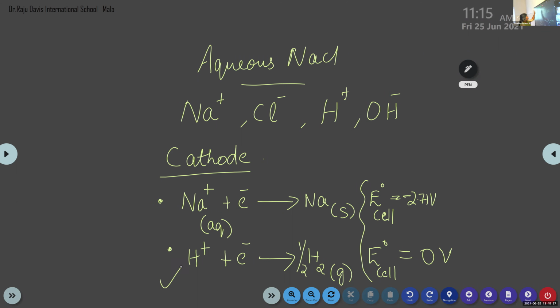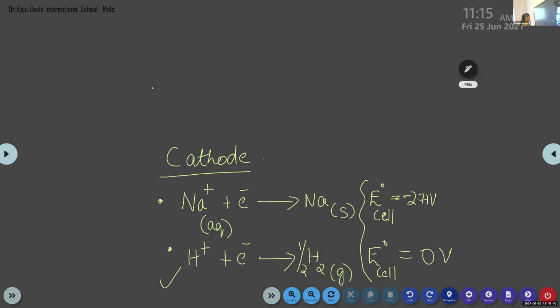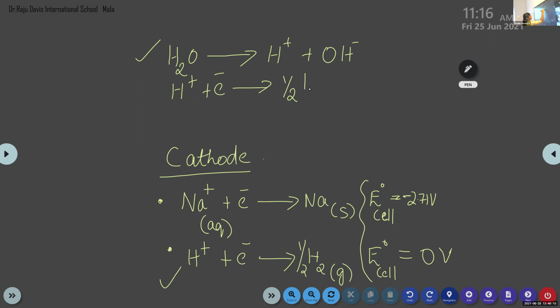Okay. And we learned that this H plus is produced from H2O, right? H2O is dissociated to form H plus ions and OH minus ions. So you have to consider these two equations. H plus plus electron gives half H2, and these two reactions in the case of the cathode. So we can write these two reactions together. Okay, so these two reactions can take place at the cathode.